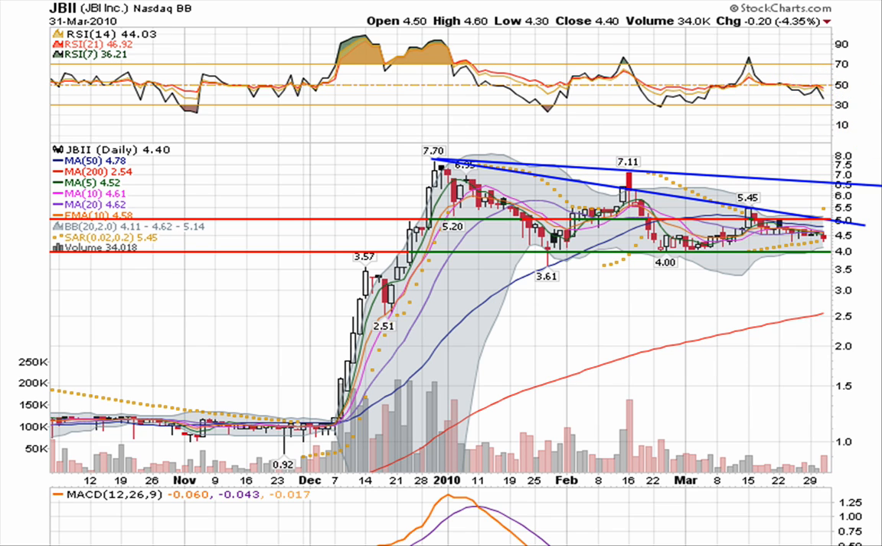All the indicators are aligned so far that if they start to break north, there's plenty of room for them to move again. So if it wants to break down a little bit, I'd be looking for $4. If it wants to break up, I'd be looking for it to break through $5. That would probably be my personal entry points on JBII, and that's how I use candlestick charting to determine entry and exit points.